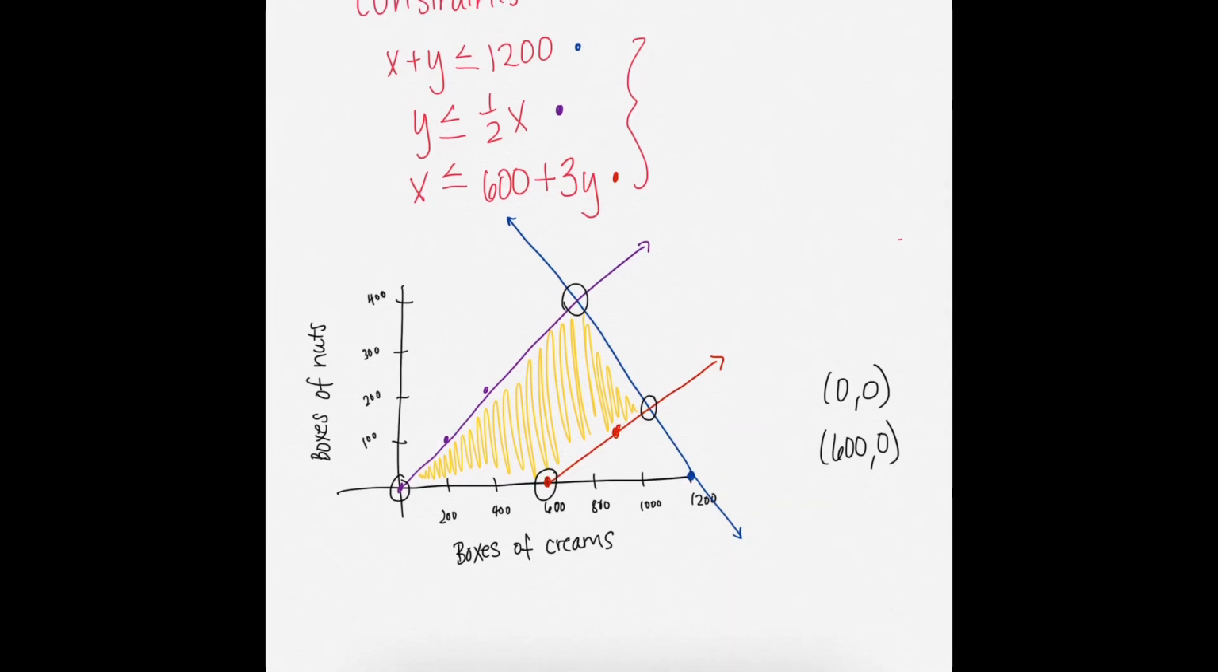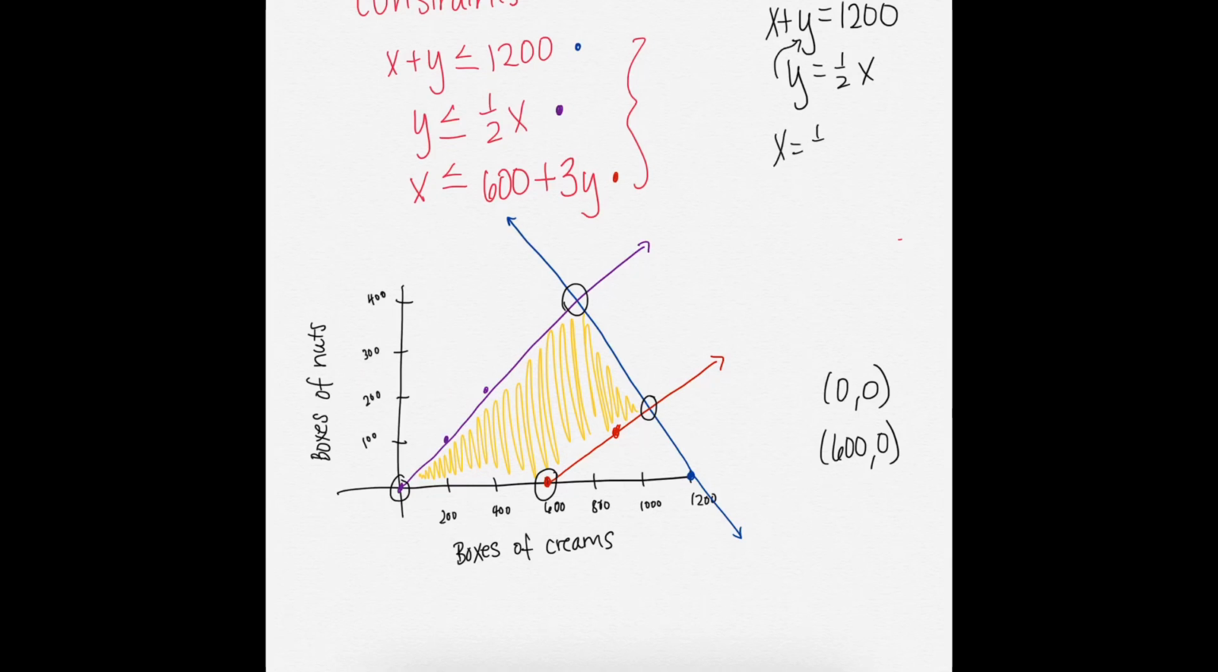So I need to find where the blue and the purple meet. In this case, blue is x plus y equals 1200, and the purple is y equals 1/2 of x. We can do this multiple ways. I think I'll do substitution. I'll just plug this one into that one.